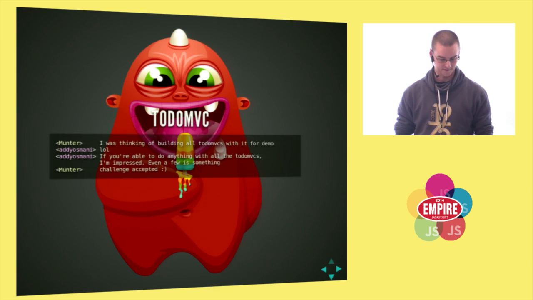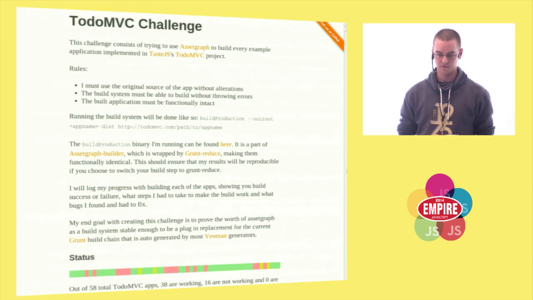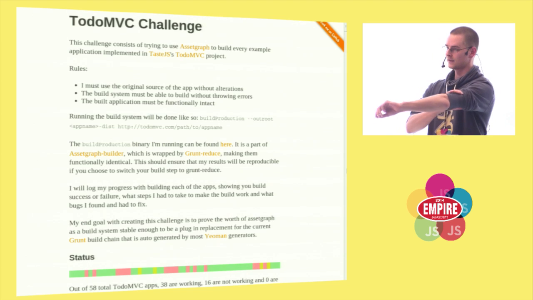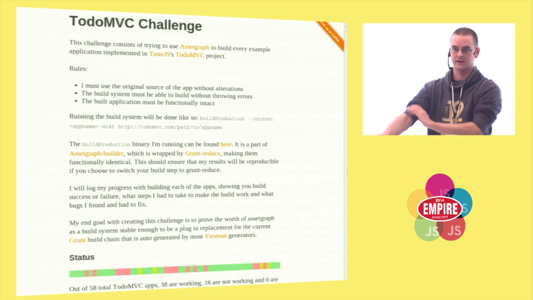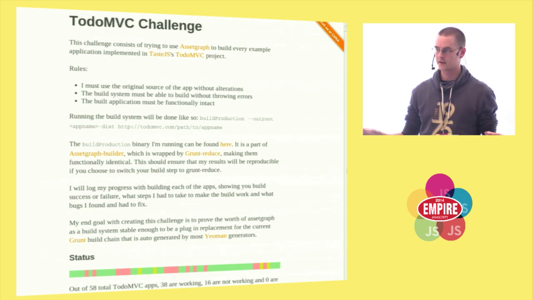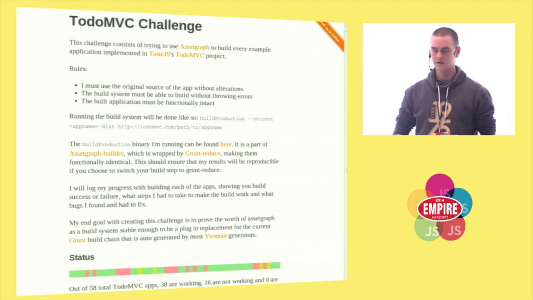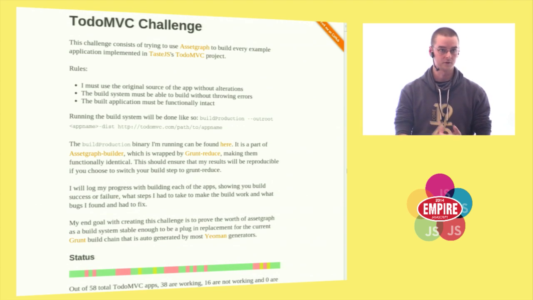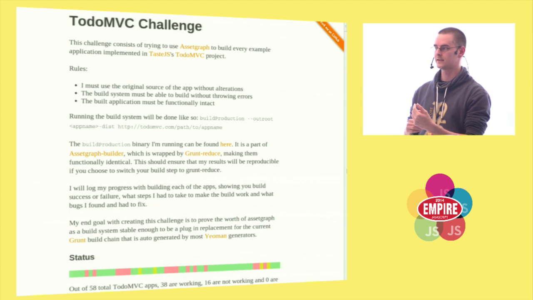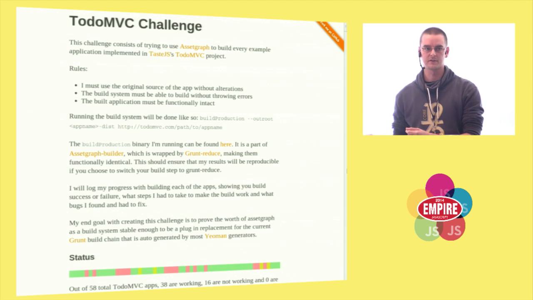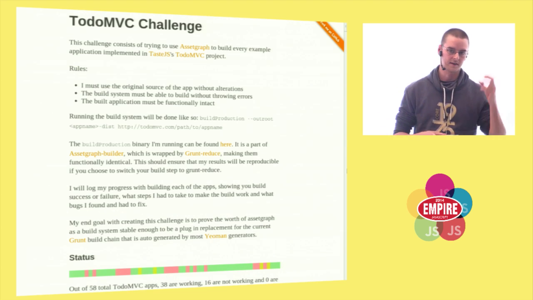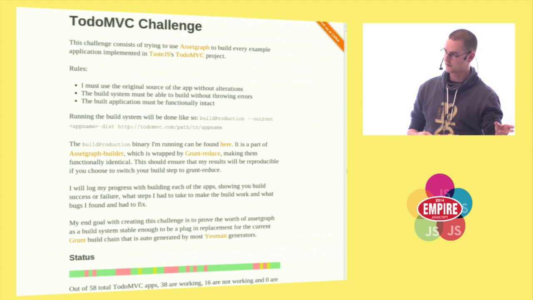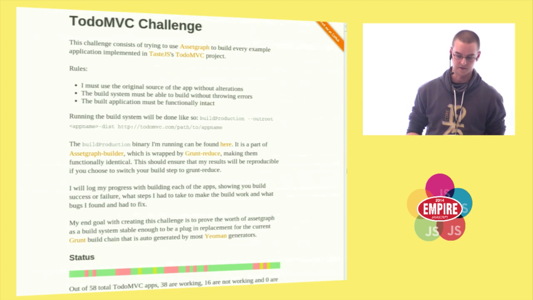So I created the project, which is called the TodoMVC Challenge. The idea behind it is that I have to take all of the TodoMVC applications, apply the build system without any changes to the code, and the output has to be functional. And that's basically a test of whether the build system is good enough that you can take it and use it out of the box without thinking of a build system during your development step.